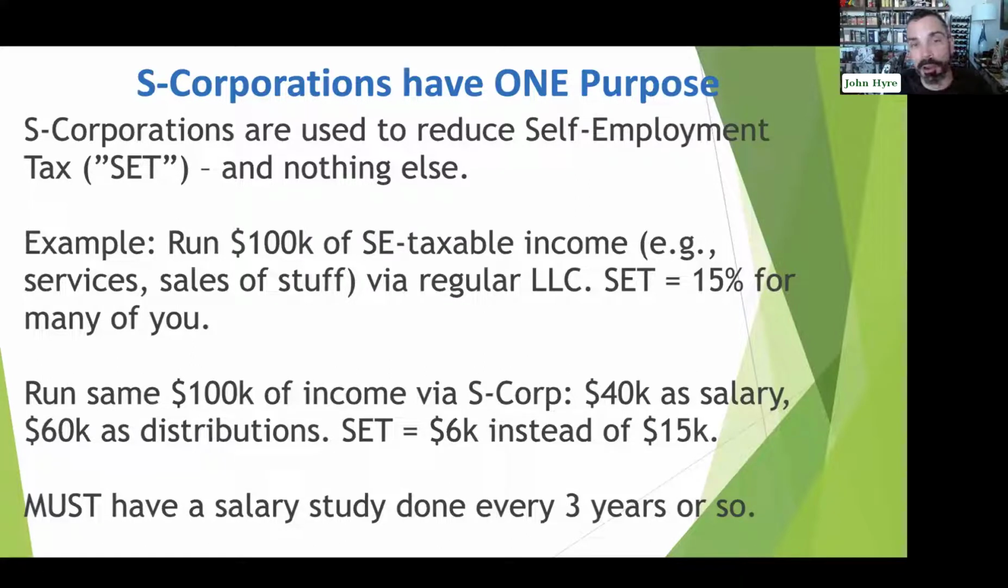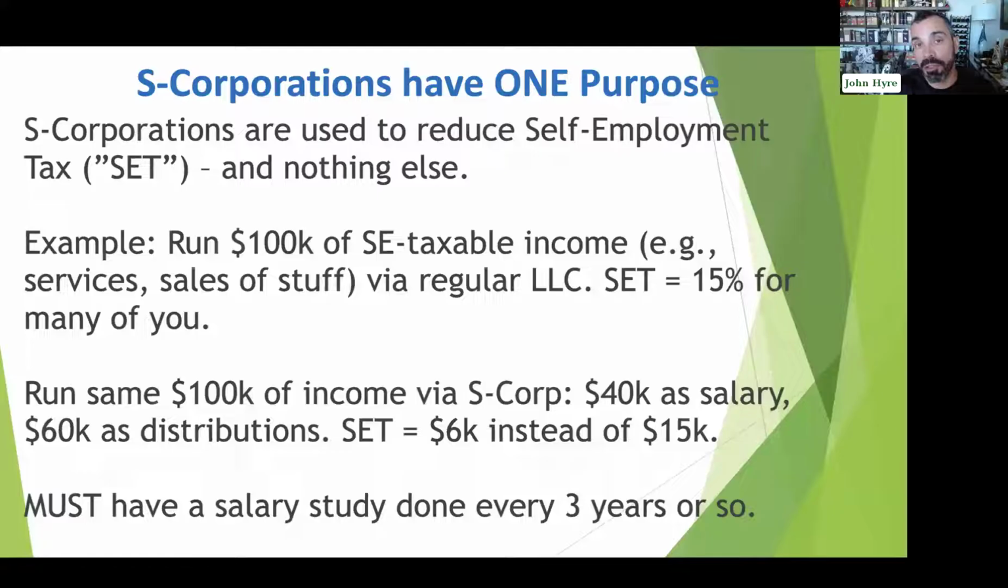And I put a brief example here. If you have 100 grand of self-employment taxable income, such as services or sale of inventory, you run it through a regular LLC or in your personal name, you're 100% taxable on the income for self-employment taxes. Now, if you're in the highest self-employment tax bracket, which a lot of you are, that's a 15% tax, so 15 grand. An S Corp, you run the same 100 of income through an S Corp. I'm going to say 40 grand a salary. I'm making that number up. I'm not saying 40% is the right number. I am explicitly not saying that. I'm just making up this number.